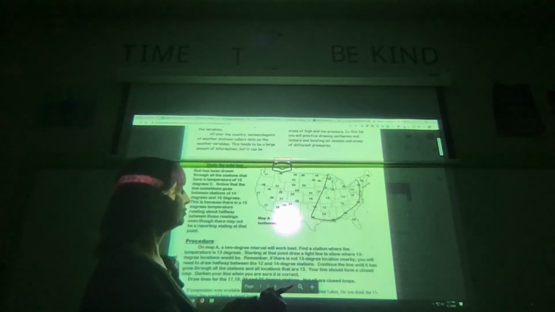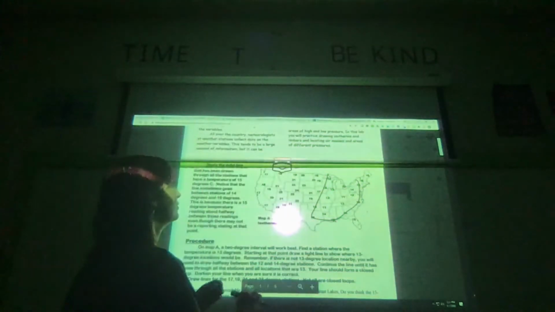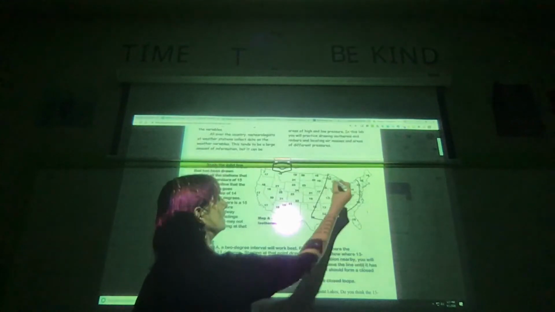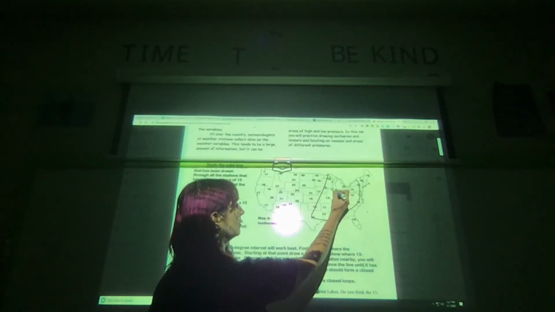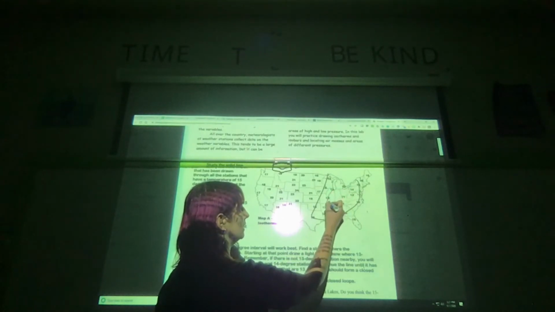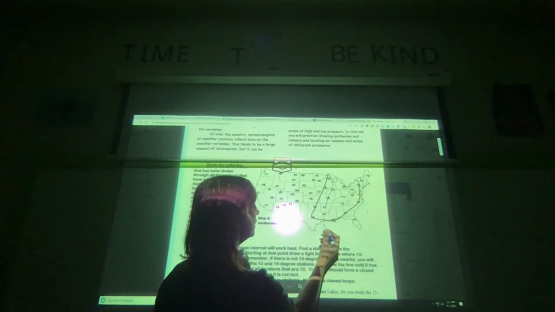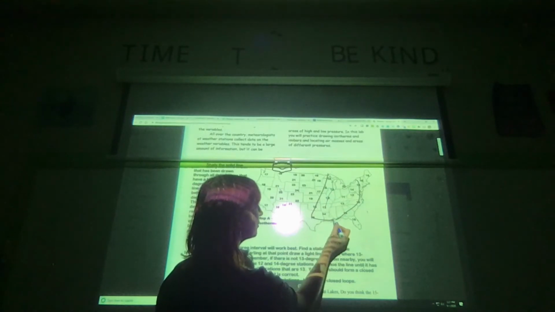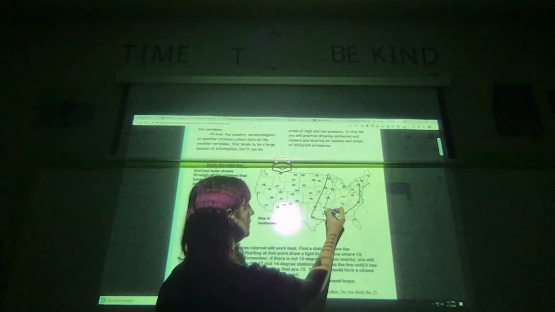Let me do it in a different color. I'm going to do it in blue. So here's 13. You can see I have a 13 here, and it's basically connect the dots. Here's a 13, here's a 13, here's a 13. I have a 14 here, 15, 15. I can't go above it.